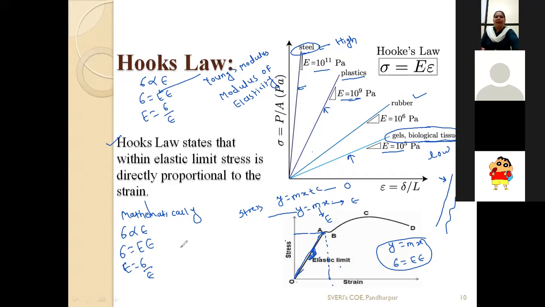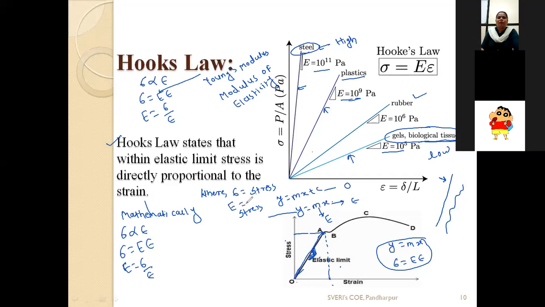And after that, below, write down where sigma is equal to stress, E is equal to, as already written here, Young's modulus of elasticity or proportionality constant, and epsilon is equal to strain.